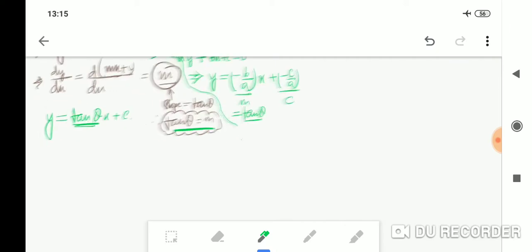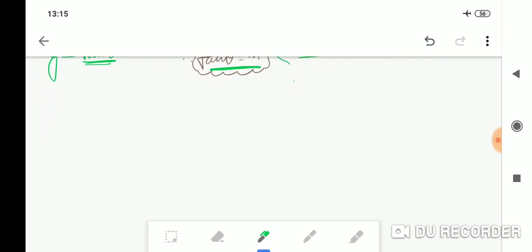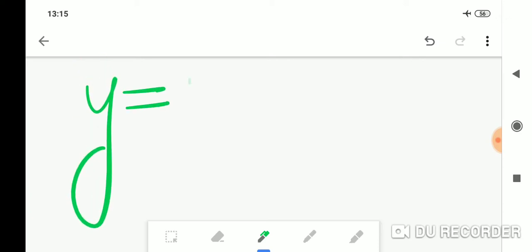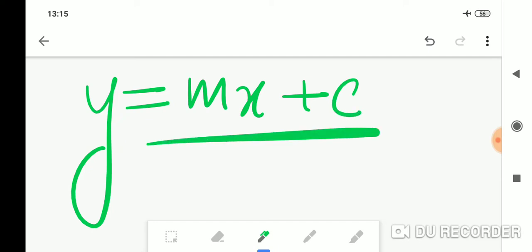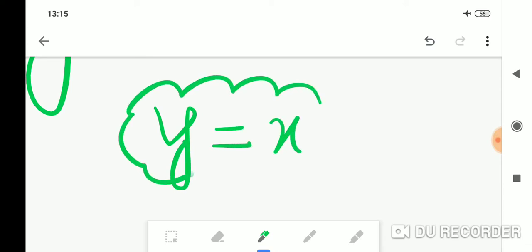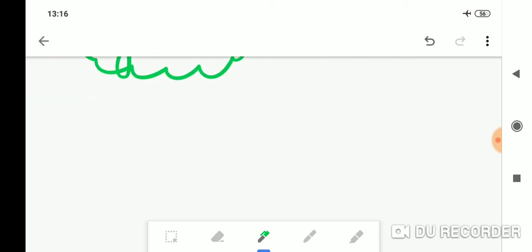Now we'll be heading towards drawing this equation in a graph. So first we will move with the basic, y equal to mx plus c. But we will move with the basics. We'll start with the most basic equation y equal to x and then learn how to draw this thing. So what is the graph for y equal to x?